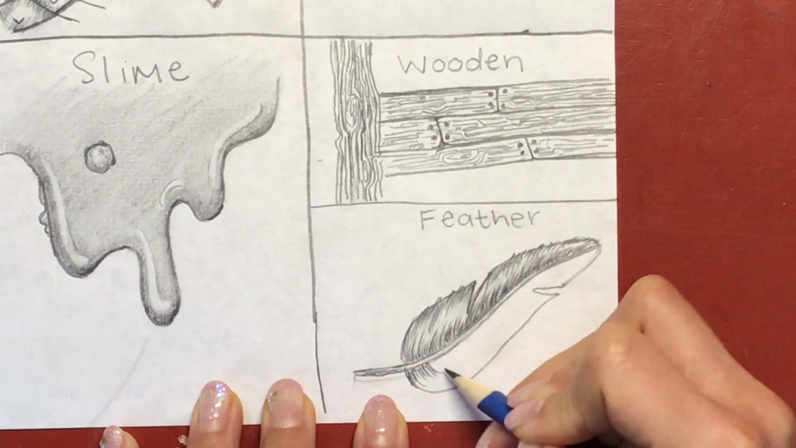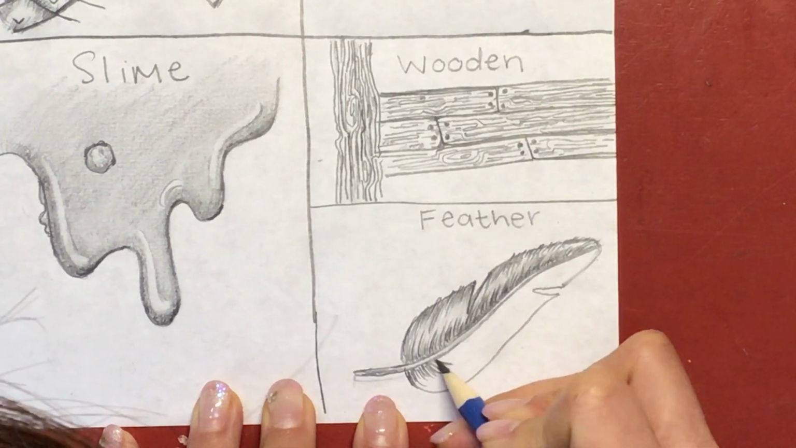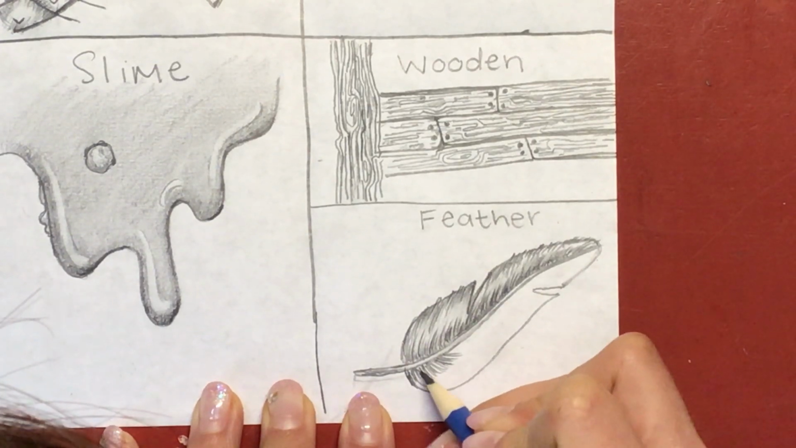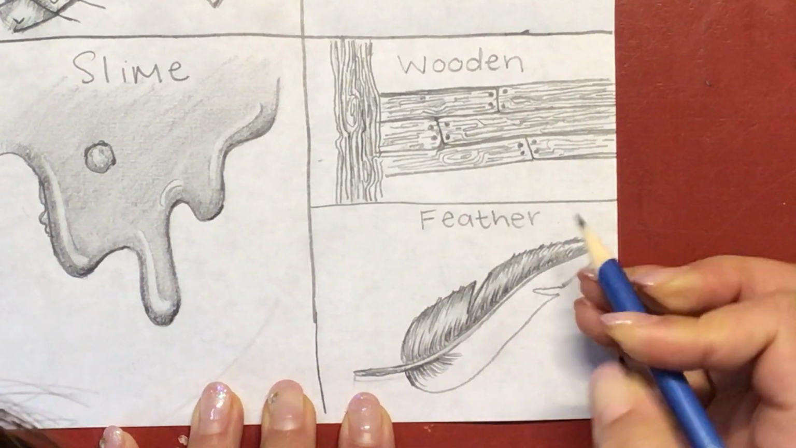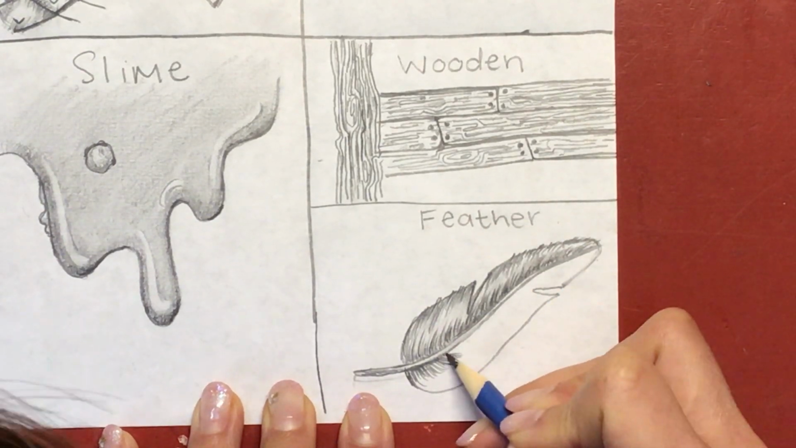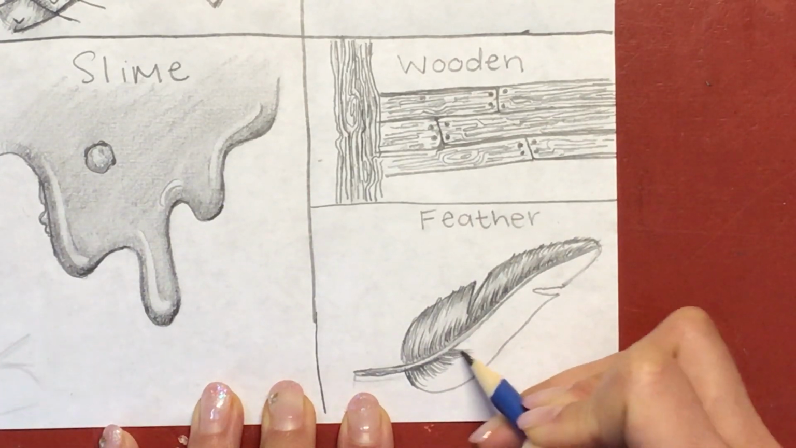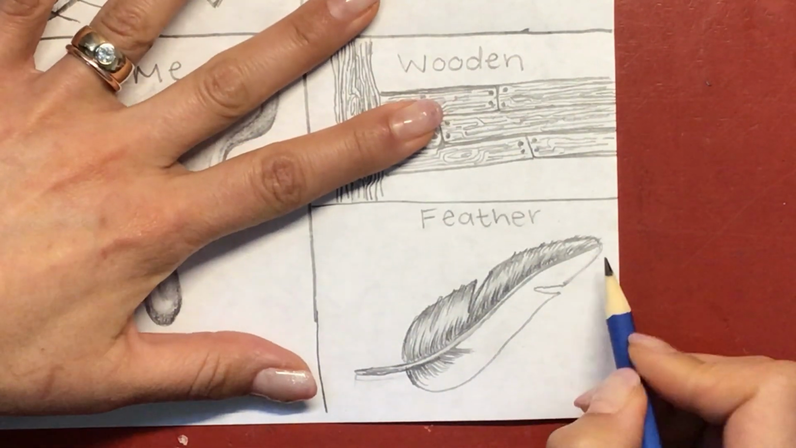Now again, I'm going to say the importance of drawing from life and from a real object. So if you have the opportunity to collect a feather, or find a feather, and draw from a real feather, that would be the most ideal way that you would be practicing the feather texture.